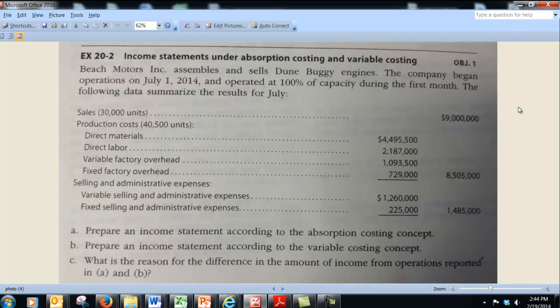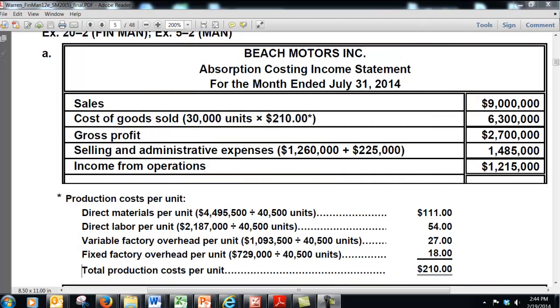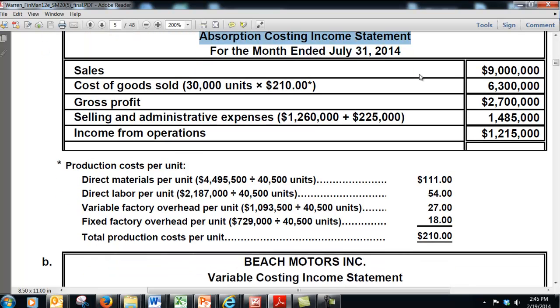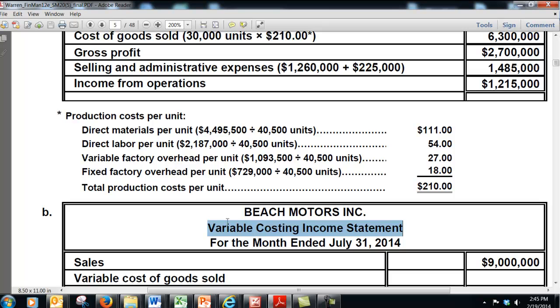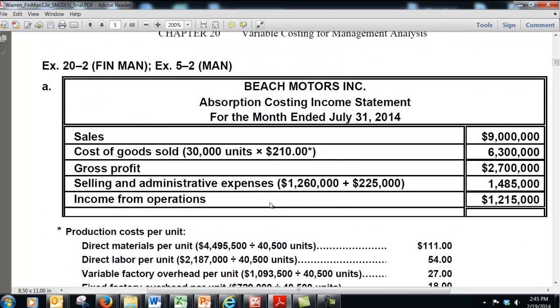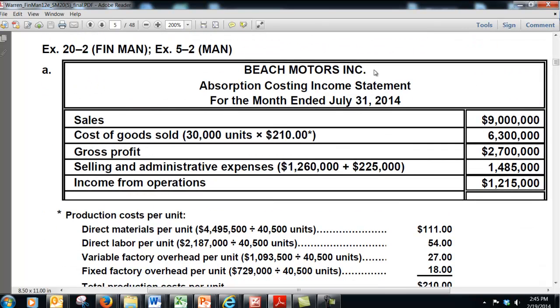Okay, let's take a look at what the solution key is going to look like. The first thing that we're going to do is prepare an absorption costing income statement. This is the type that we've seen before in the Principles of Accounting class, and this is also what we started out working in this course. The next thing that we're going to produce is the variable costing income statement. But for the time being, let's just talk about how we can assemble this.